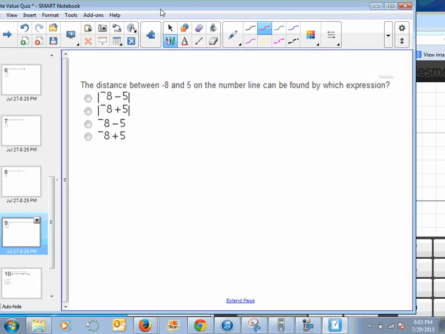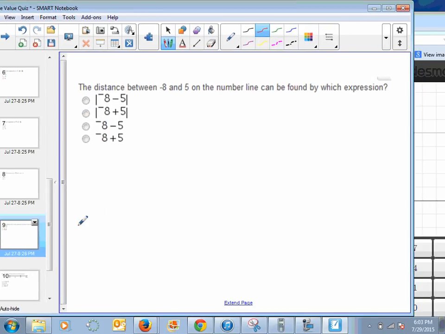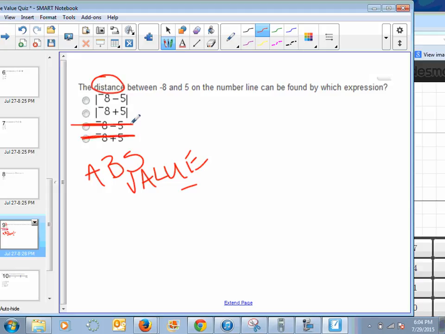Okay, the distance between -8 and 5 on a number line can be found by which expression? A couple things to notice here. Distance. If you're talking about distance, again, we talked about anytime you're talking about distance, you're talking about absolute value. Now, what that means is this is out and this is out because they're not dealing with absolute value. You've got to have something here with your bars, the absolute value.